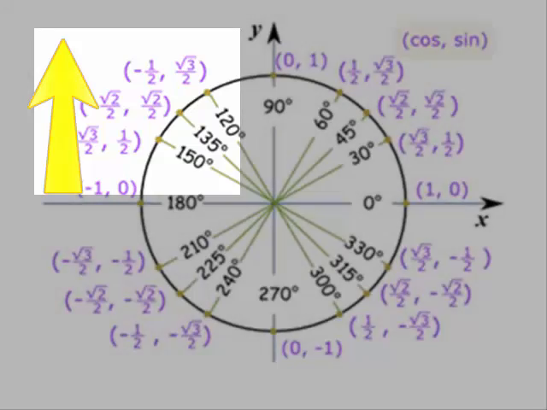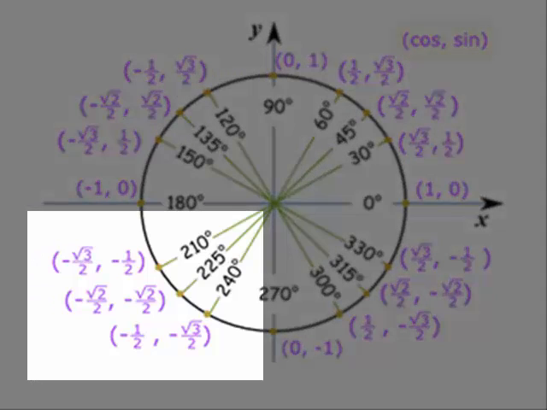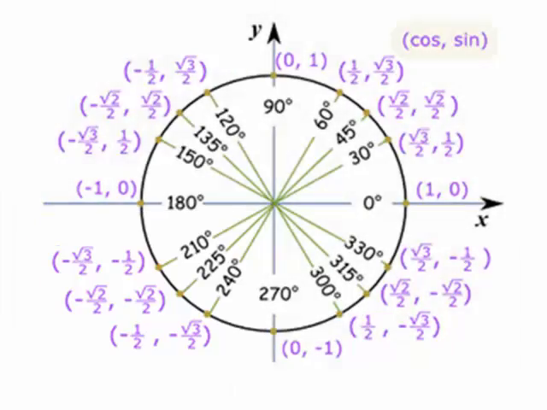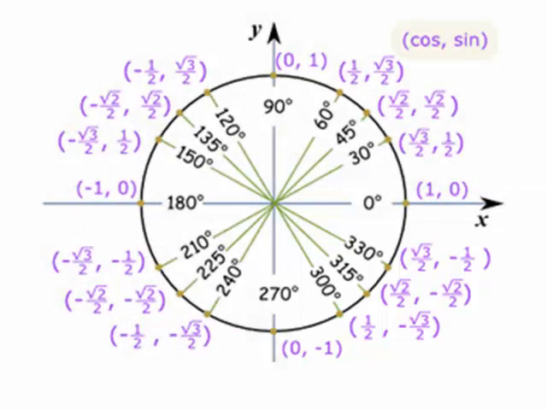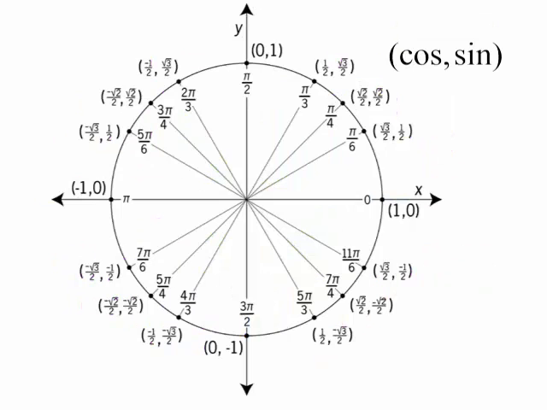In the third quadrant, I will go left and then down. So the cosine and the sine are both negative. And in the fourth quadrant, I would go right and then down. So I have a positive cosine and a negative sine. This is a similar picture, but instead of our degrees, we have the radians pictured.